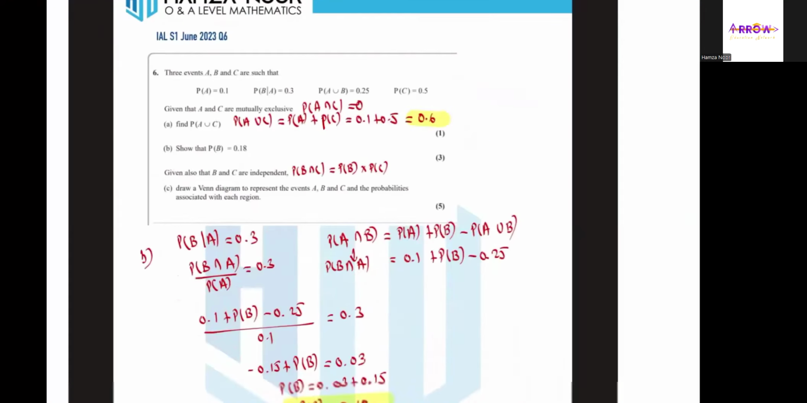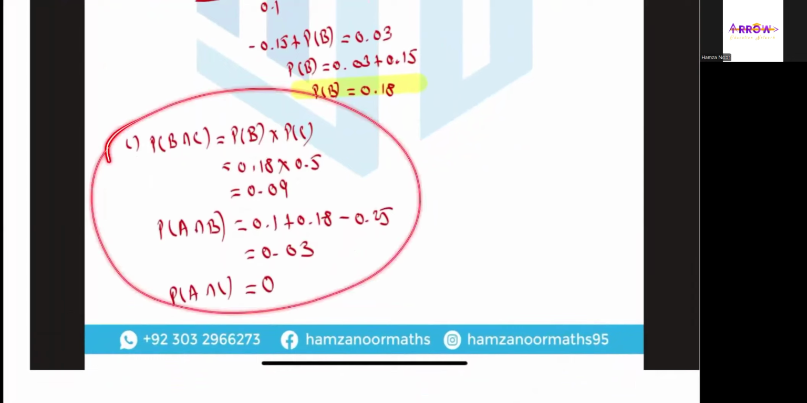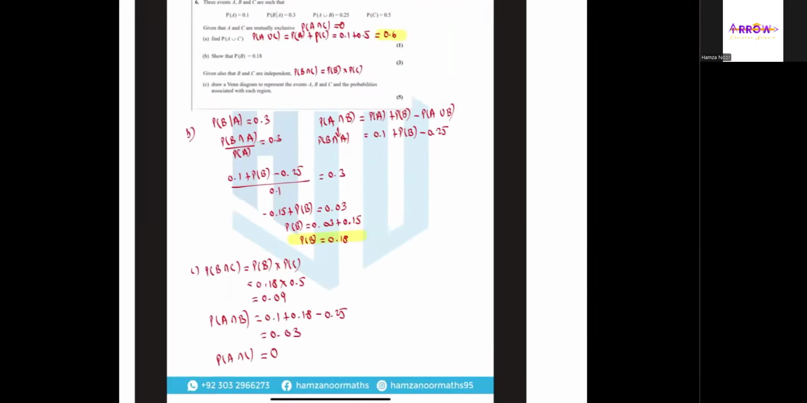Here is the working, which starts over here for part C. As B and C are independent, the probability of B intersection C is the probability of B multiplied by the probability of C. So 0.18 times 0.5 gives a value of 0.09. I'm just considering the overlaps between the events because I need to make a Venn diagram on the next page. Then, as far as A intersection B is concerned, we have already seen this.